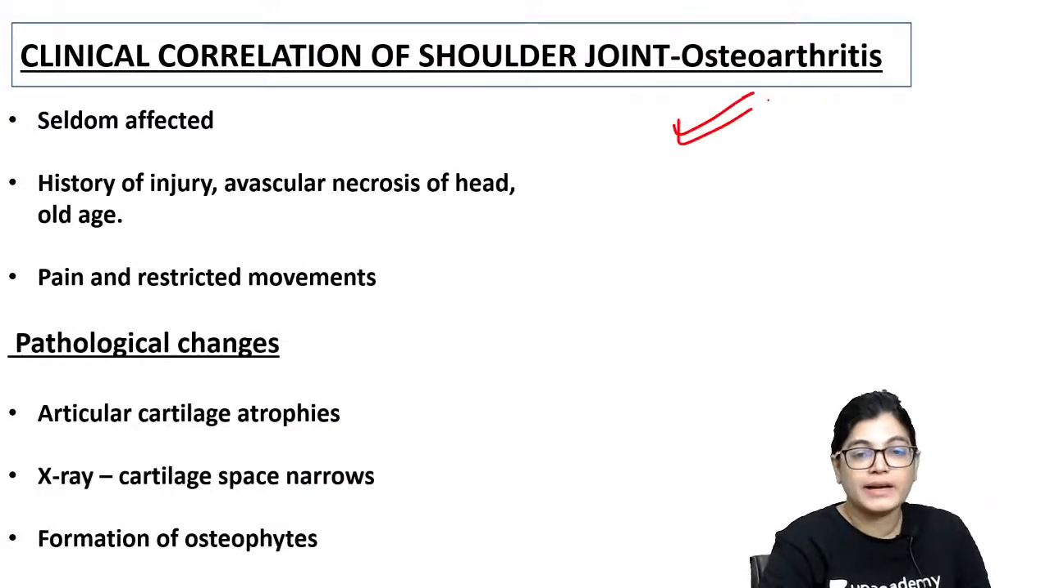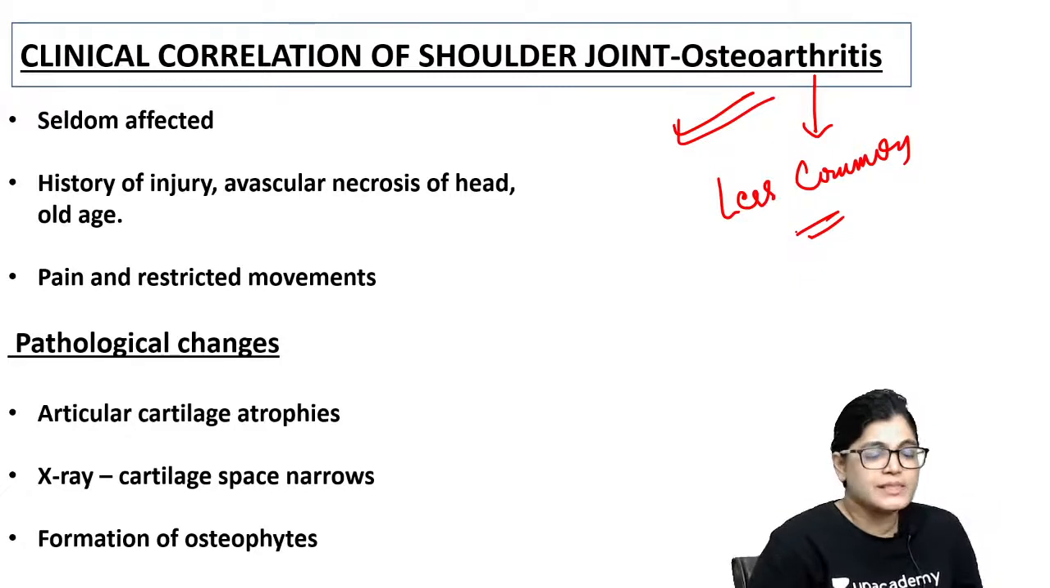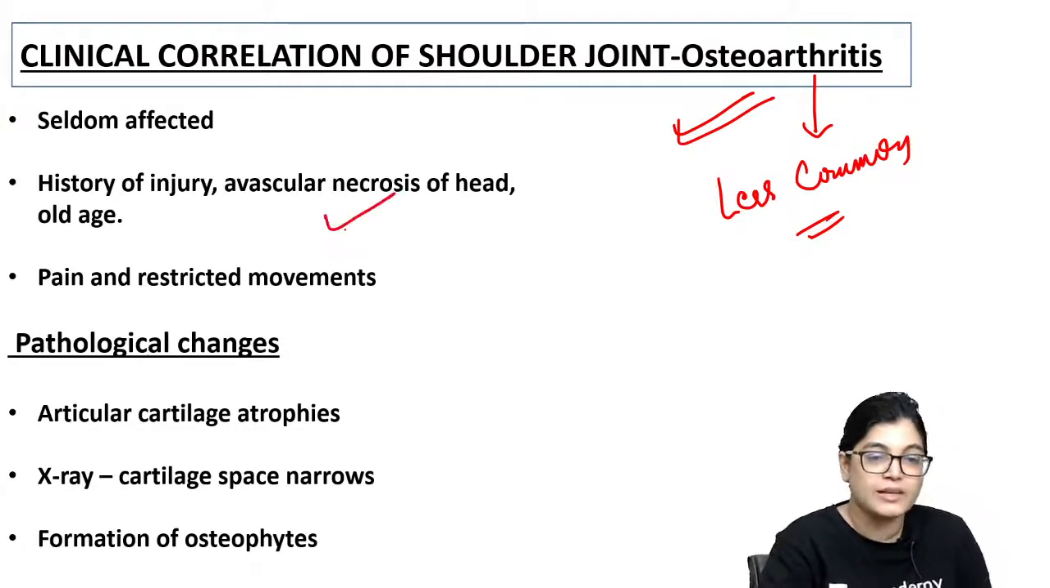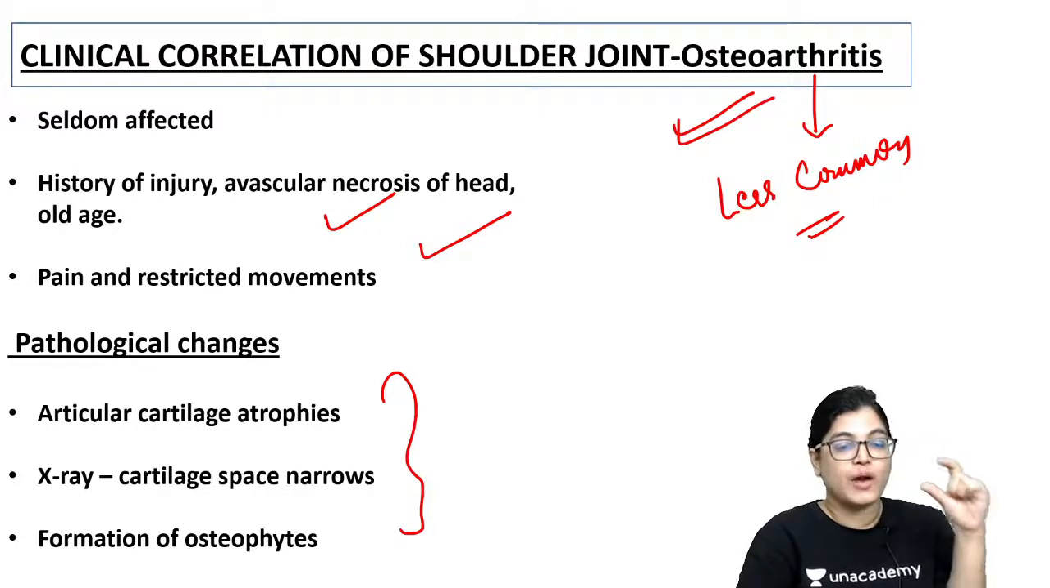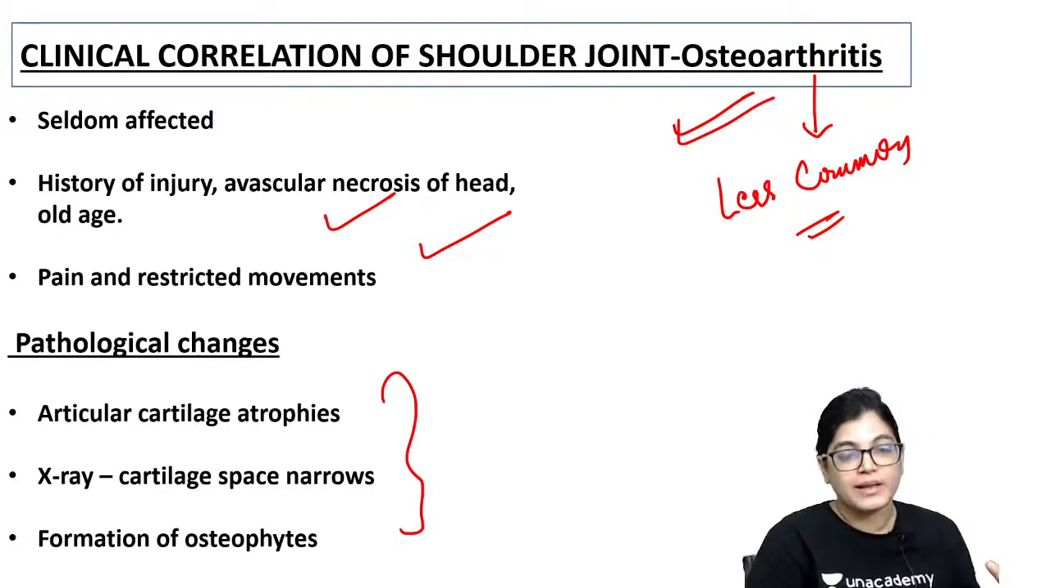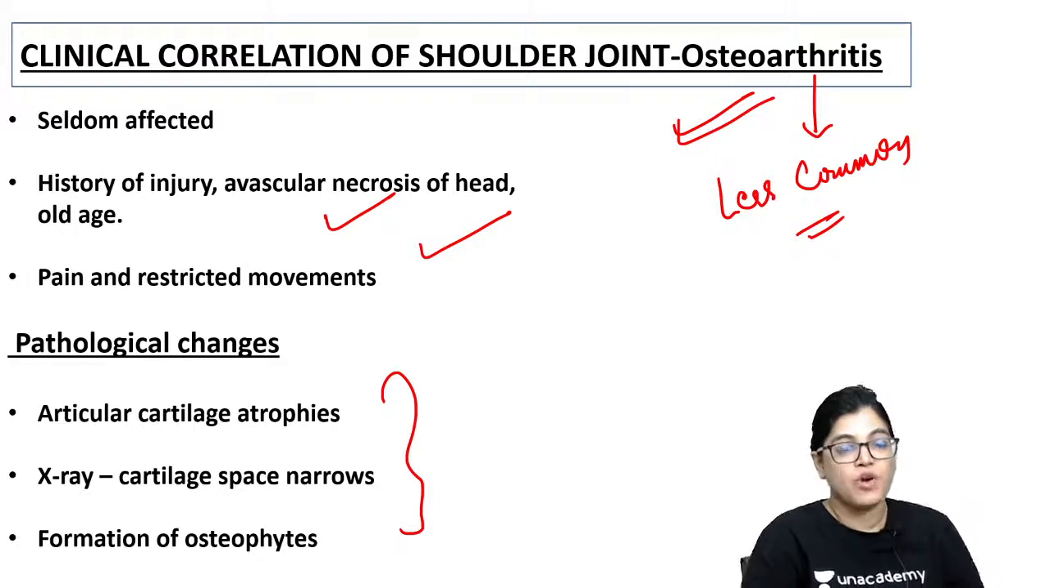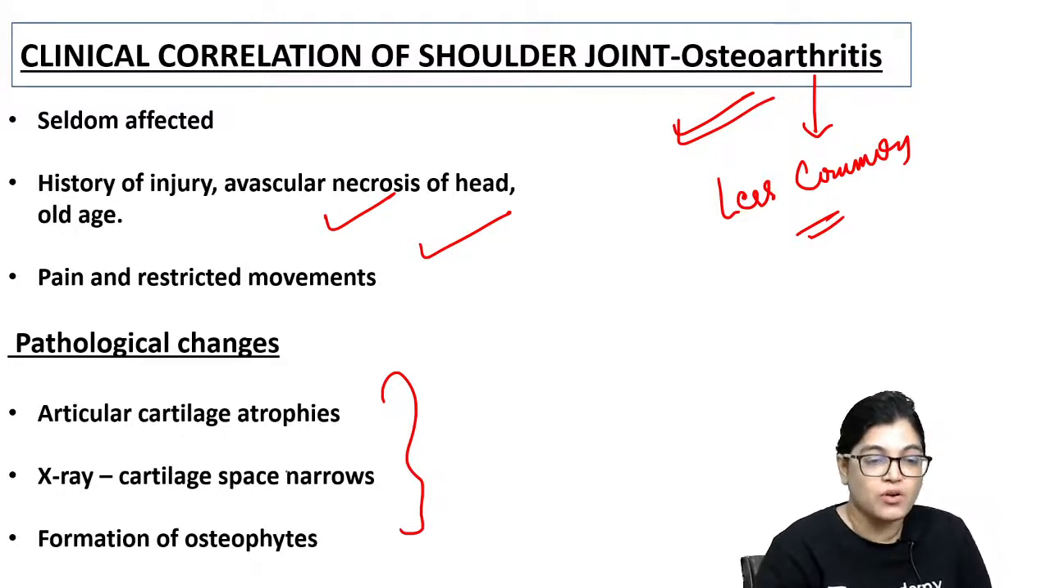Now, osteoarthritis of the shoulder joint. Actually, osteoarthritis is less common in the shoulder joint. Which joints is it more common in? It is more common in the hip joint and knee joint. But in certain conditions, we can also see osteoarthritis, and generally the case has a history of injury or avascular necrosis of the head. There is restriction of movements, and in the X-ray of an osteoarthritic patient, there will be reduced space of the joint cavity. Articular cartilage atrophies, the joint space is reduced, and there is formation of new bone fragments called osteophytes.